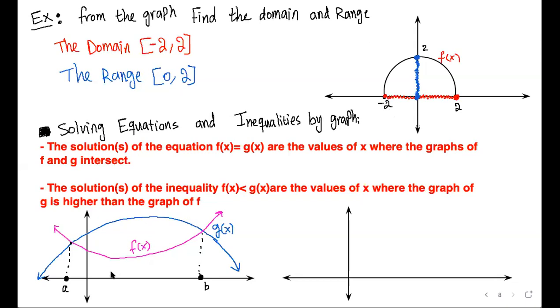Any questions for the first one? So the solution here, if the question asks what's the solution for f of x equal g of x, is the x values at the intersection of both functions. The solutions for f of x equal g of x are x equal A and x equal B.